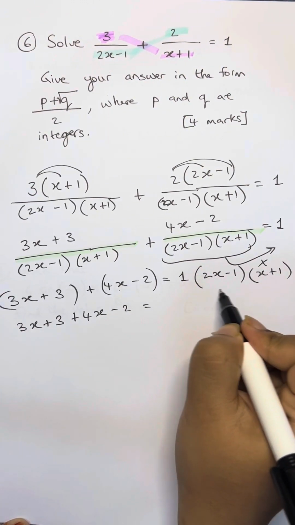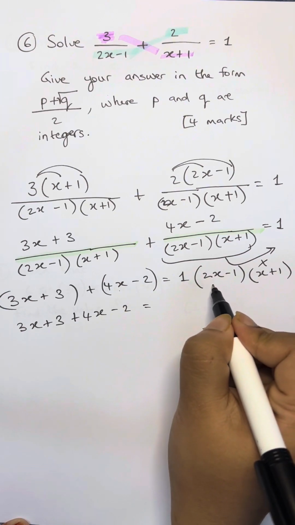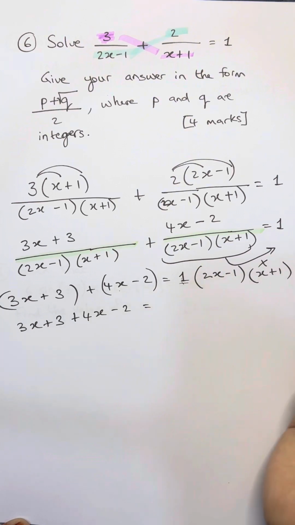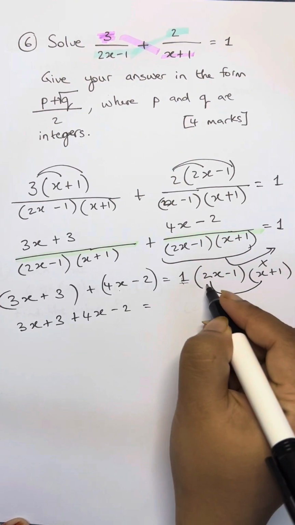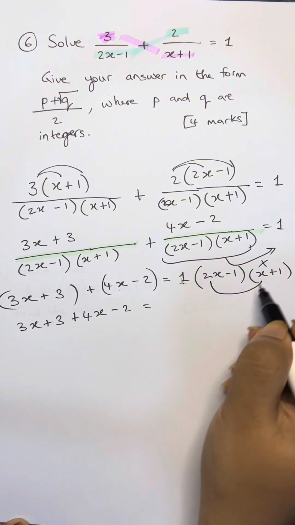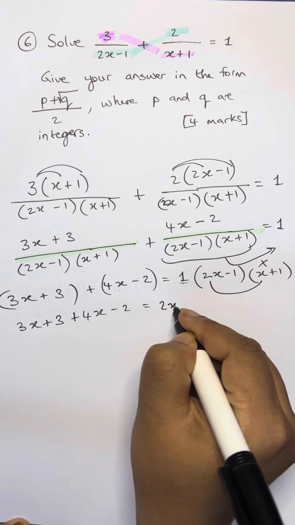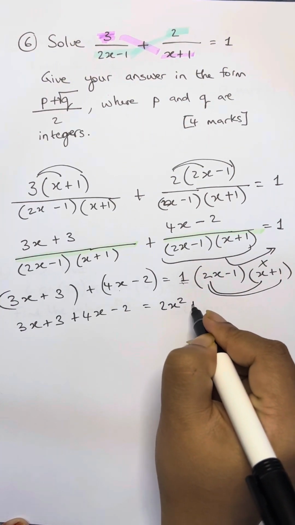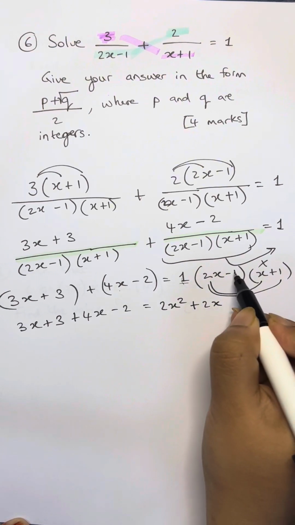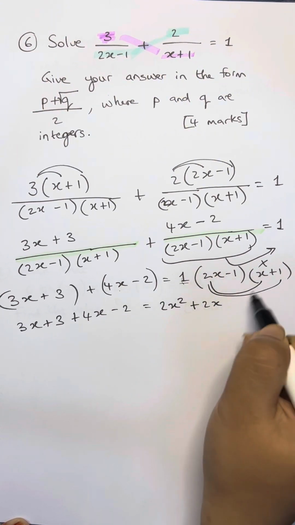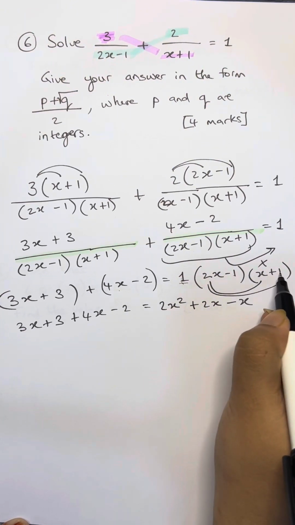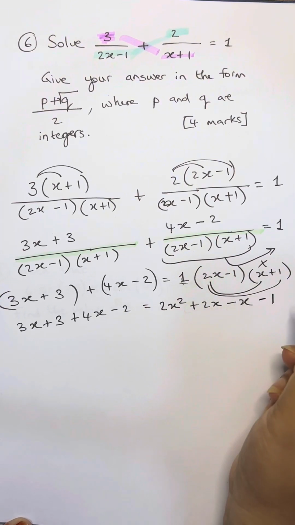Let's try and expand this. If I expand this with the 1, nothing changes, right? So I'm just directly going to expand my two brackets out. So 2x times by x, that's 2x squared. And then 2x times by plus 1, that's plus 2x. And then minus 1 times by x, that's minus x. And then negative 1 times by plus 1, that's negative 1. Okay?